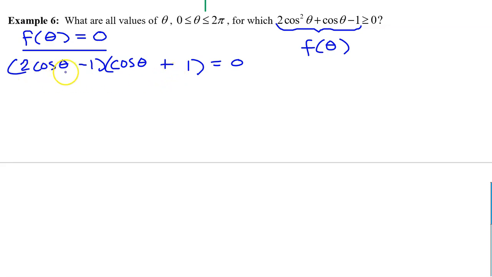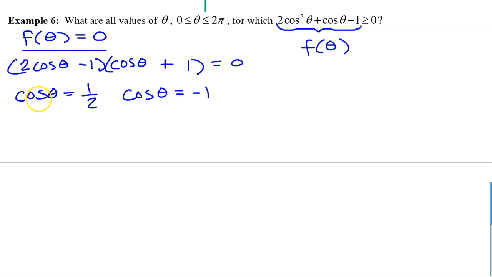If we set 2 cosine theta minus 1 equal to 0, we would add 1 to both sides and then divide by 2. Let's do that mentally, and we will get 1/2. Cosine theta equals 1/2. Similarly, if we set cosine theta plus 1 equal to 0, we're going to end up subtracting 1 from both sides. So we get cosine theta is equal to negative 1.